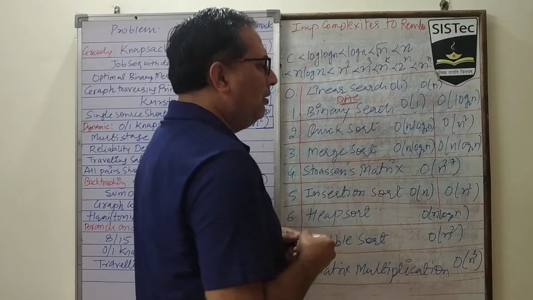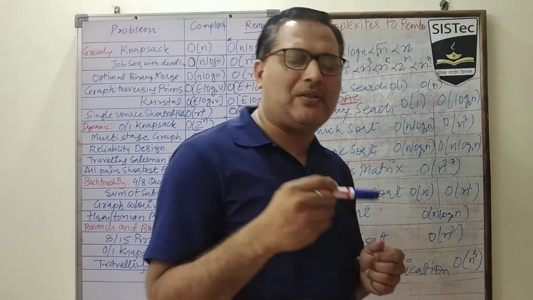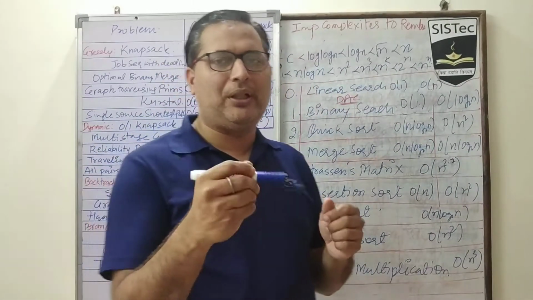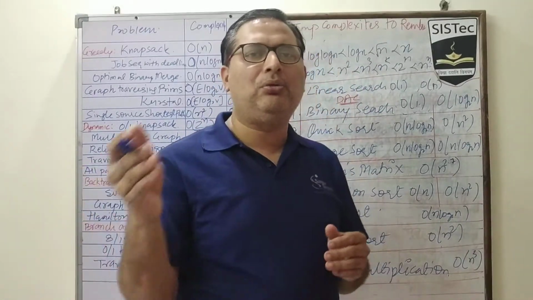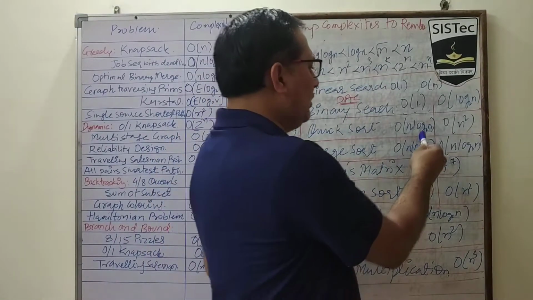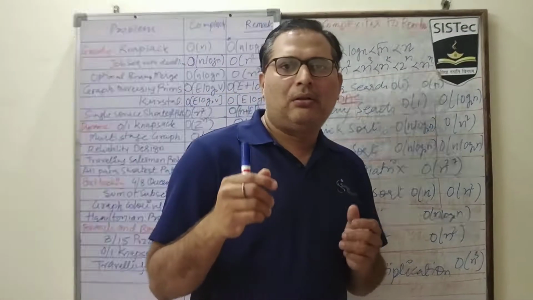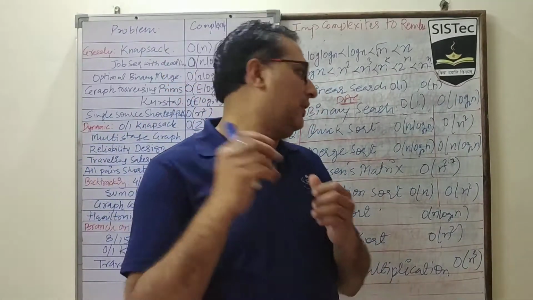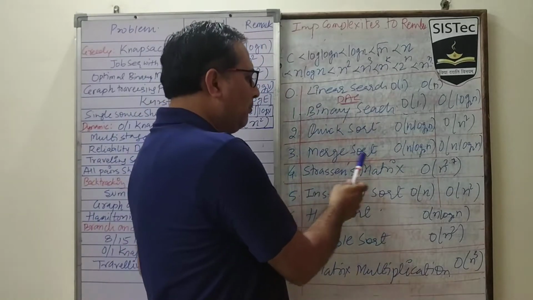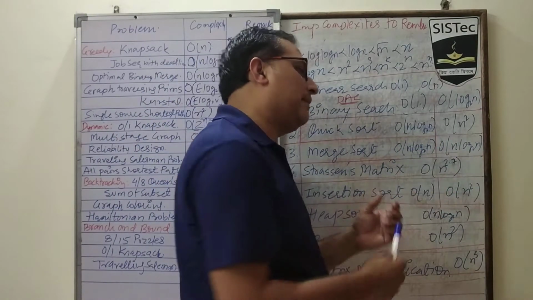Come to quicksort. The best case complexity is n log n, where we can say the list is dividing from its middle, so that the pivot always divides the list into two equal lists. And the worst case is big O of n square, where we can say the pivot divides the list into 1 and n minus 1 elements. Now come to merge sort. Best case, worst case, average case, all cases are n log n.